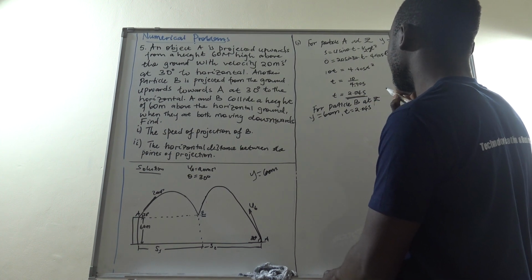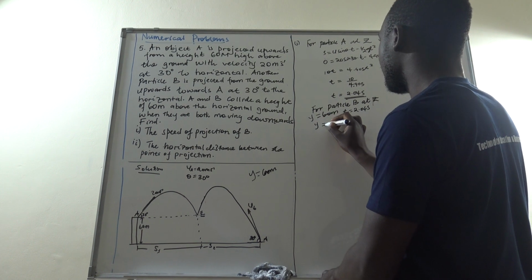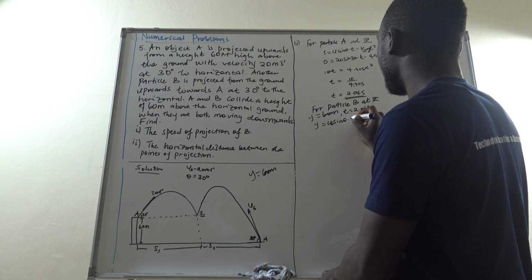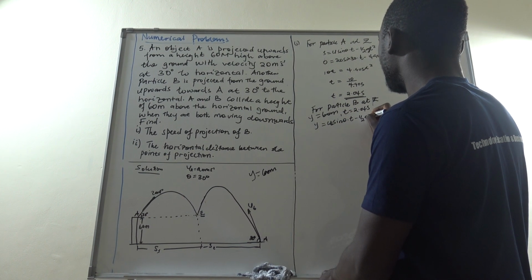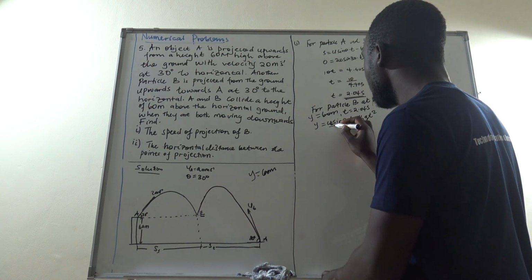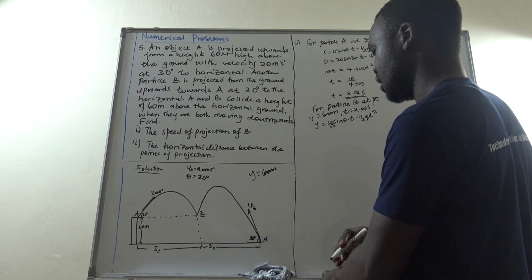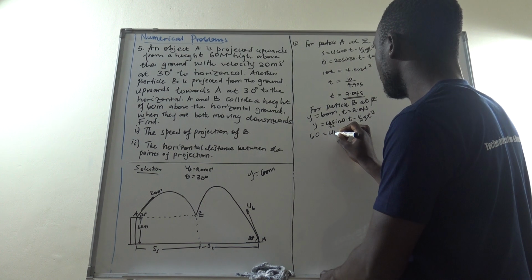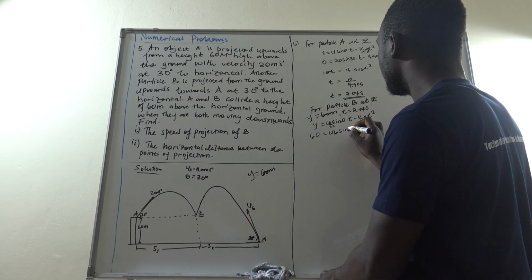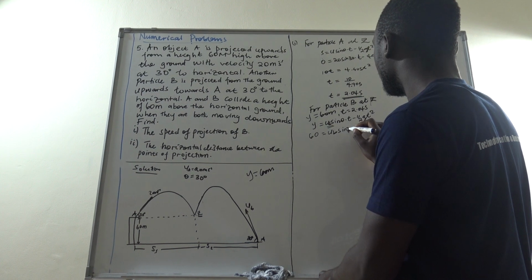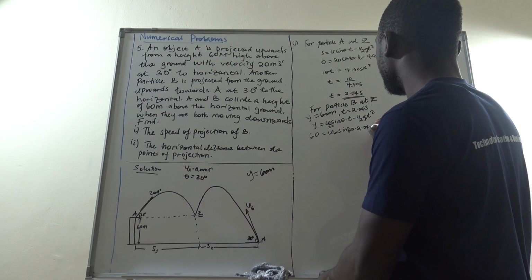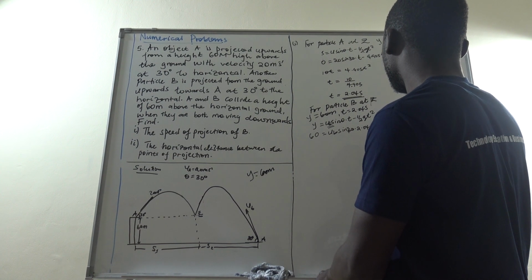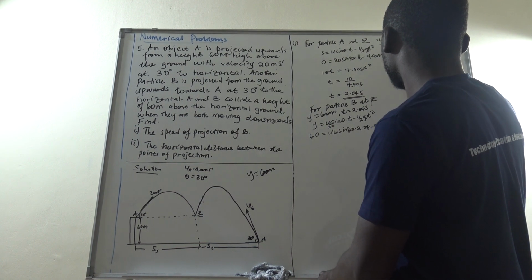And the time it has taken to get there is 2.04 seconds. Now, from y is equal to u_B sine theta times t minus a half g t squared. Why am I using u_B? It is the initial velocity of that body. Therefore, 60 is equal to u_B sine 30 times 2.04 minus 4.905 times 2.04 squared.